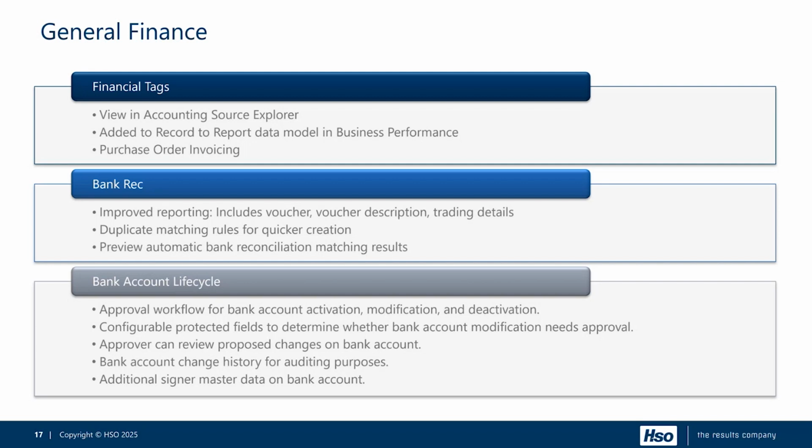is one that was released slightly in one of the releases and now has been expanded upon. So you can see that there's an approval workflow for your activation, modification, deactivation. There's which fields that you want to be controlled by the workflow. So, what are you interested in? Is it just the bank account and sort code, or is it IBAN numbers, all of that kind of thing, names, addresses? So you can decide which ones need approval there.